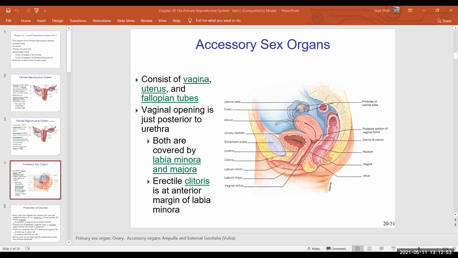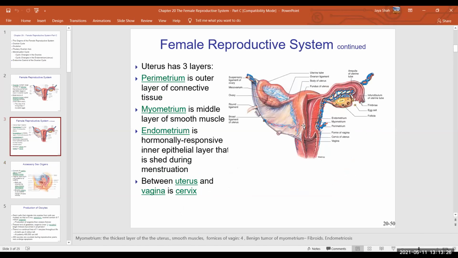So the accessory sex organs consist of the vagina, uterus, and fallopian tubes. The vaginal opening is just posterior to the urethra. So in the female reproductive system, you see the vaginal opening is just posterior to the urethra and anterior to the anal opening. Both are covered by the labia minora and labia majora. The erectile clitoris is at the anterior margin of the labia minora. Okay. So let's go and see the uterus in detail from the frontal view of the female body.